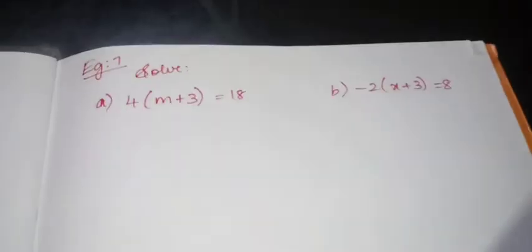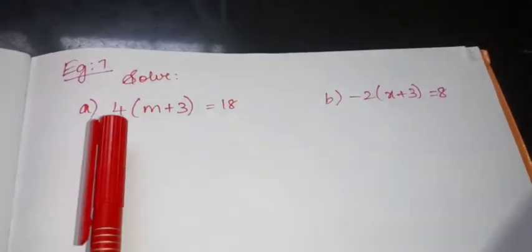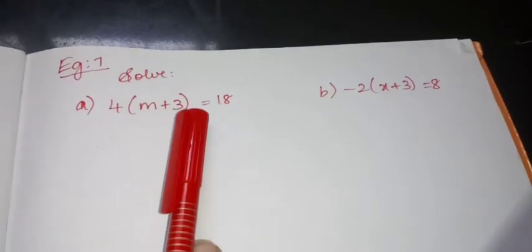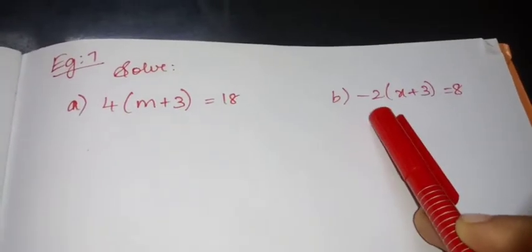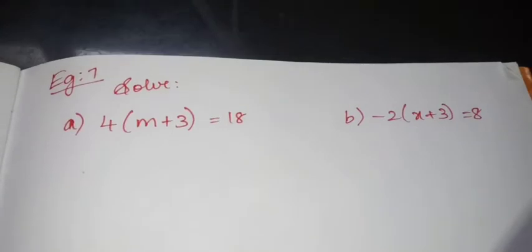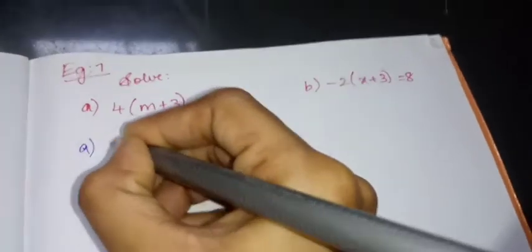This is your example number 7. Solve 4 into m plus 3 is equal to 18. This is the A problem. This is the B problem: minus 2 into x plus 3 is equal to 8. So first we are going to solve the A problem.